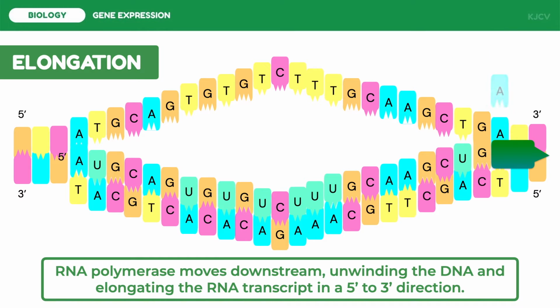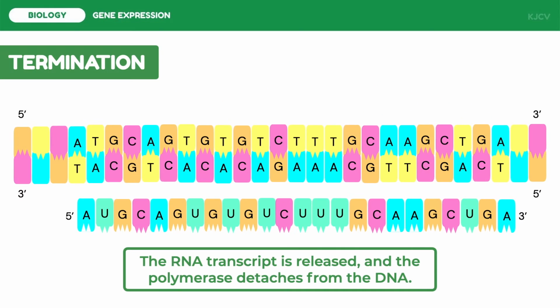In the wake of transcription, the DNA strands reform a double helix. After transcribing the gene, transcription can now be terminated. The RNA transcript is released and the polymerase detaches from the DNA. Observing closely on the two DNA strands, we can notice that the RNA strand is almost identical to the 5' to 3' strand, except for the thymine and uracil bases. This is the reason why it is called the coding strand.